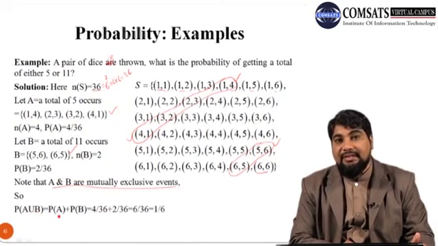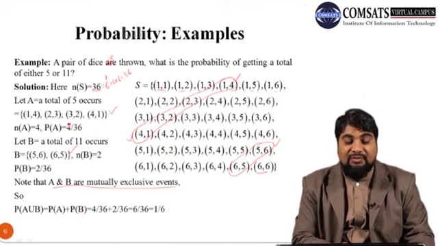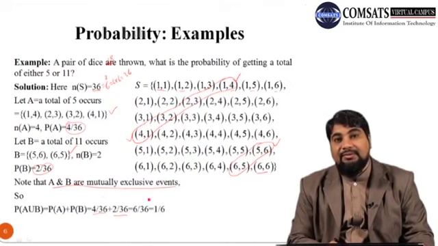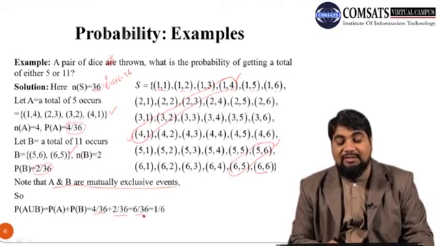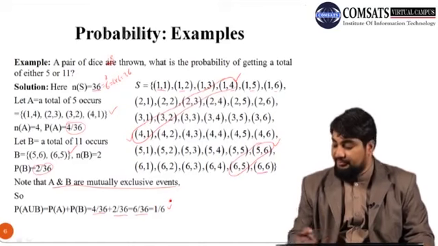So this is equal to probability of A plus probability of B. So probability of A is 4 out of 36 and B is 2 out of 36. So 4 by 36 plus 2 by 36. 36 is the LCM. 4 plus 2 is 6 over 36, which is 1 by 6.